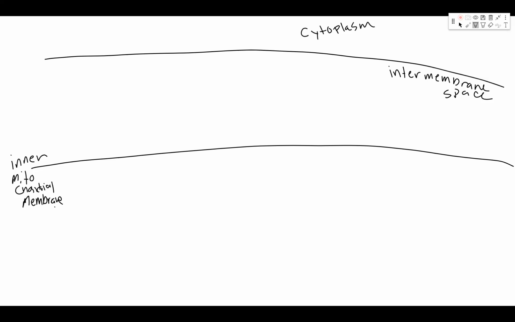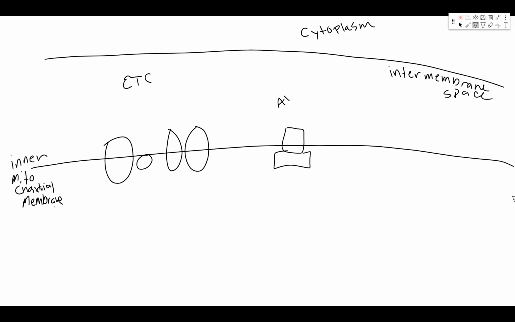So, quick electron transport chain. Right? Quick electron transport chain. Probably could have drawn that bigger, but c'est la vie. And we've got our ATP synthase. So this is our electron transport chain, and we're going to have our ATP synthase.